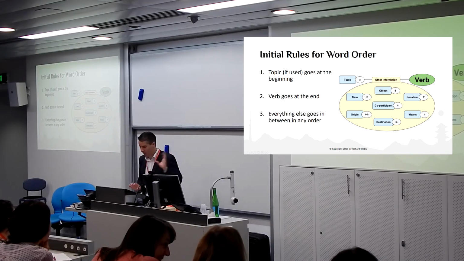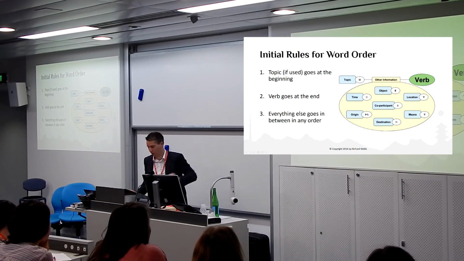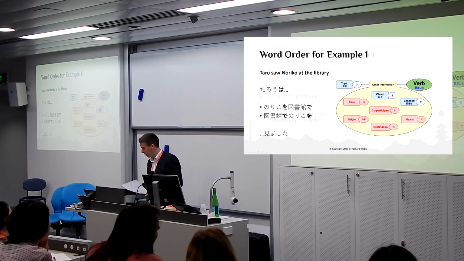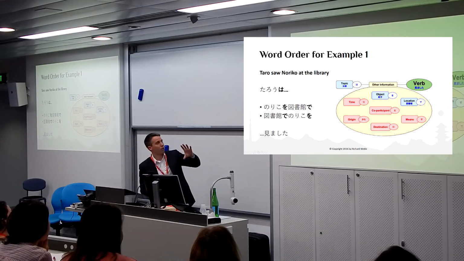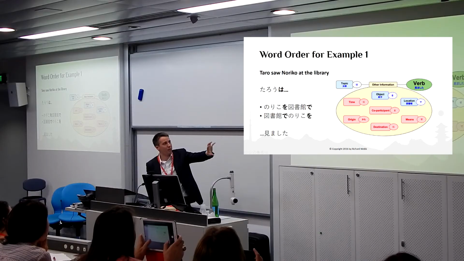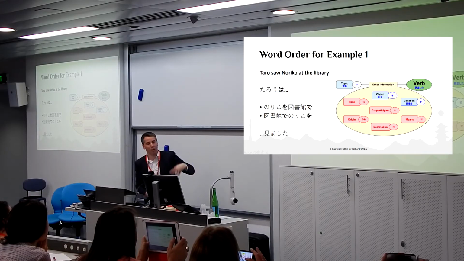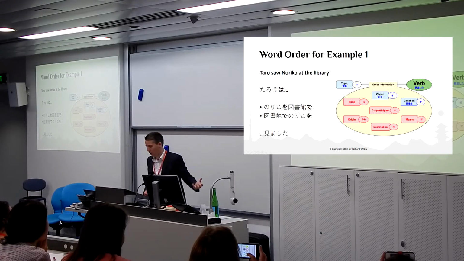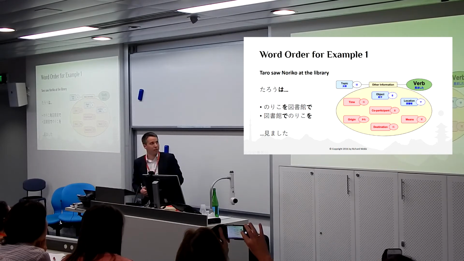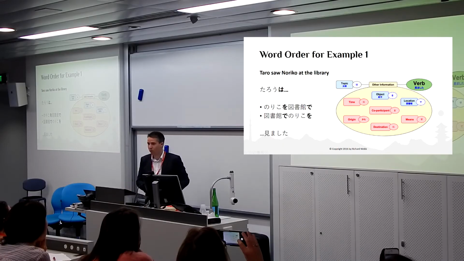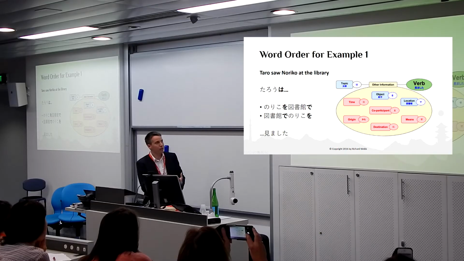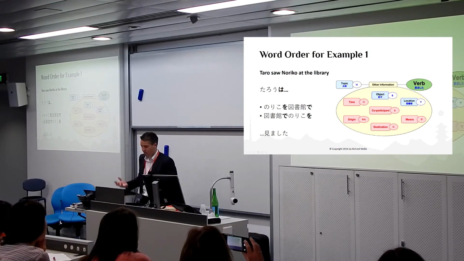So if we apply this sort of model, I suppose, to our example from earlier, if it will work. So we have Taro to Noriko at the library. We have Taro wa at the beginning, Mimashita at the end, and then in the other information section we have Noriko o and Toshokan de, and we can put that in any order. So we can say Taro wa Noriko o Toshokan de mimashita, or we can say Taro wa Toshokan de Noriko o mimashita. And because we have that particle combined with that word, the word order doesn't really affect the meaning.